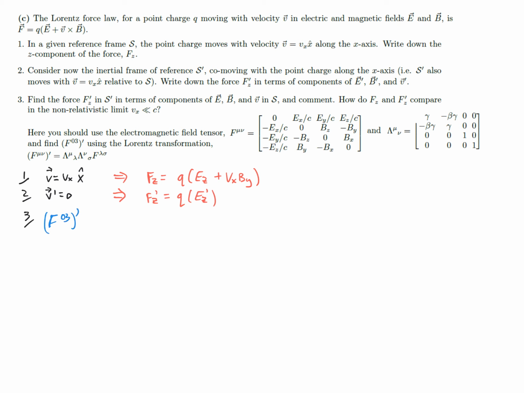F03 primed is Ez primed over C, actually. And that's what we want to know. And we can relate that to properties of the unprimed system using the Lorentz transformation that's given, namely this one. Just comparing the expressions.